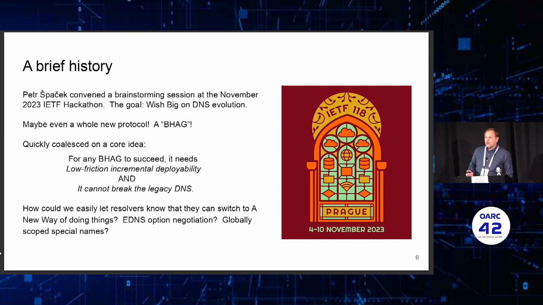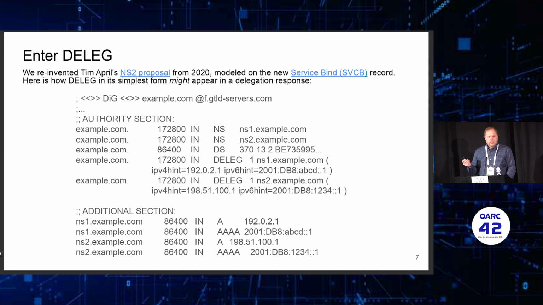So how could we let resolvers know that they were going to talk, to do a better new way of doing things? And maybe we could use eDNS. That was one of the reasons eDNS first came out, right? Or maybe we could use globally scoped special names and an additional lookup to get there. Well, this is where DELEG came in.